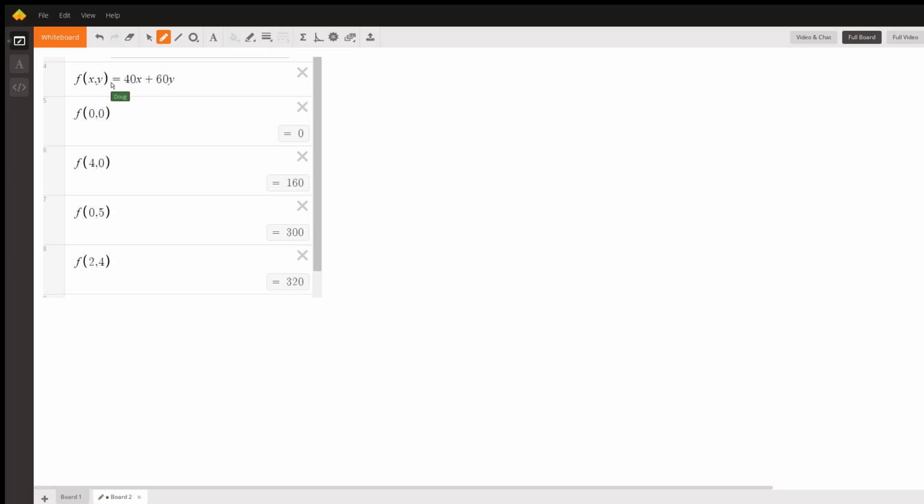Here's the profit function as a function of x and y. I put 0 in for x, 0 in for y. I got a profit of $0. Didn't create any bushels of anything. At (4, 0), the profit is $160. At (0, 5), the profit is $300. And at (2, 4), the profit is $320.